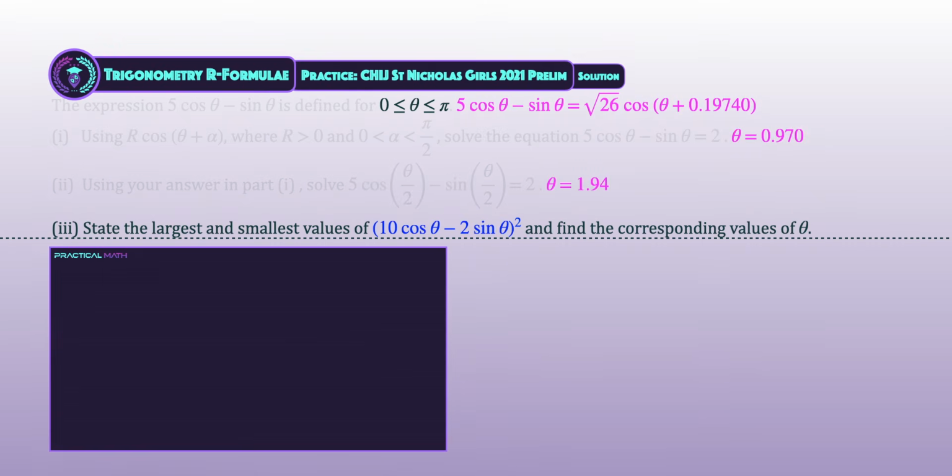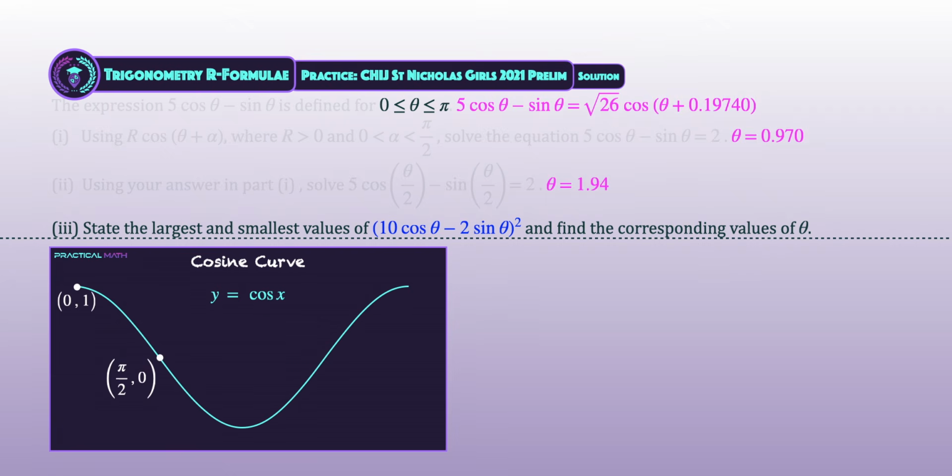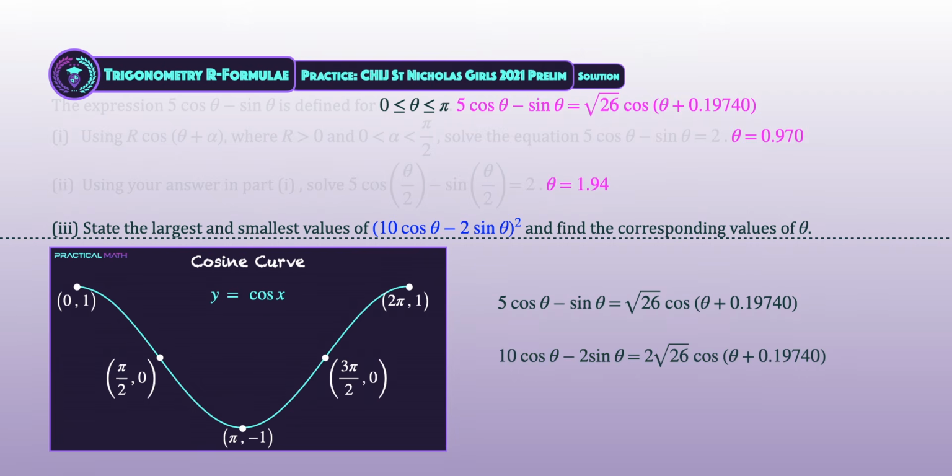To find the largest and smallest value, we will need the graph of cosine curve, which will start from the maximum of 1 at 0 radian. You will then go to the minimum of negative 1 at pi, before ending off the first period of 2 pi at the maximum of 1. From part 1, we will have 5 cosine theta minus sine theta to be equal to square root of 26 multiplied by cosine theta plus 0.197. We will multiply by 2 to both sides of the equation, then we square both sides.